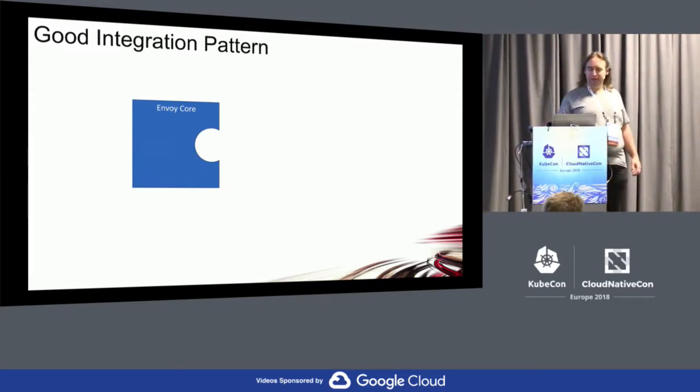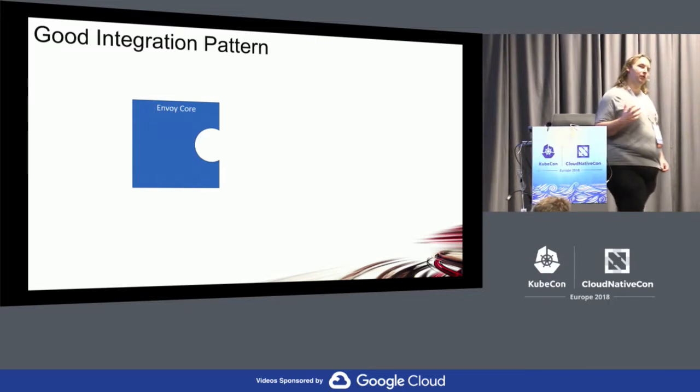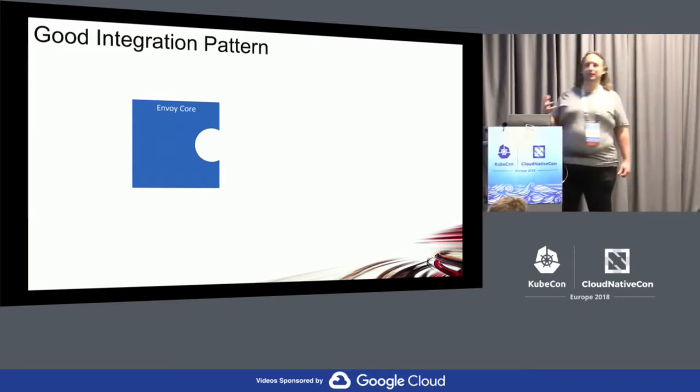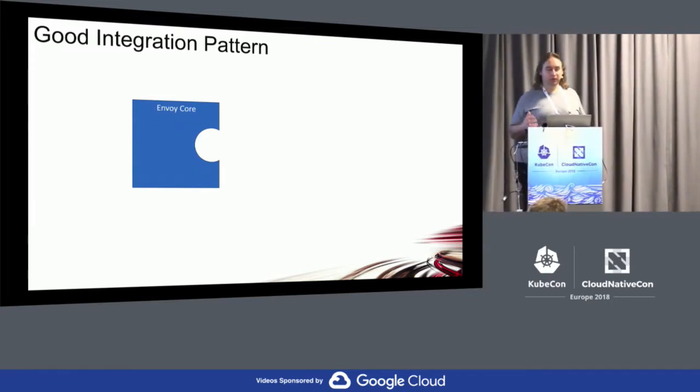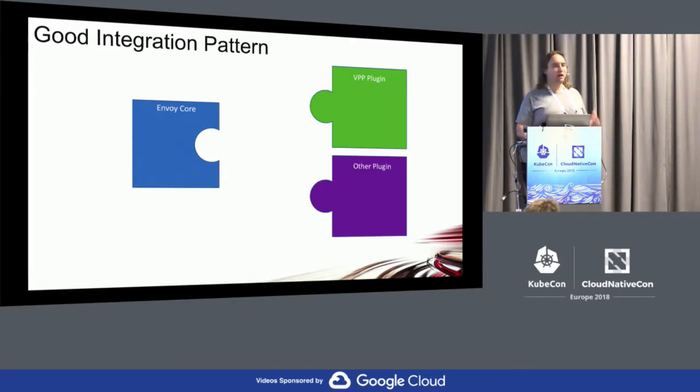So a good integration pattern here is to start with the Envoy core and build in a point of modularity in the Envoy core that will allow you to plug in some extension that works for you. So a good example of this would be doing that core extensibility. You can then build a VPP plugin that plugs into that extensibility point. Other people can build other plugins that plug into that extensibility point. It's just good hygiene.